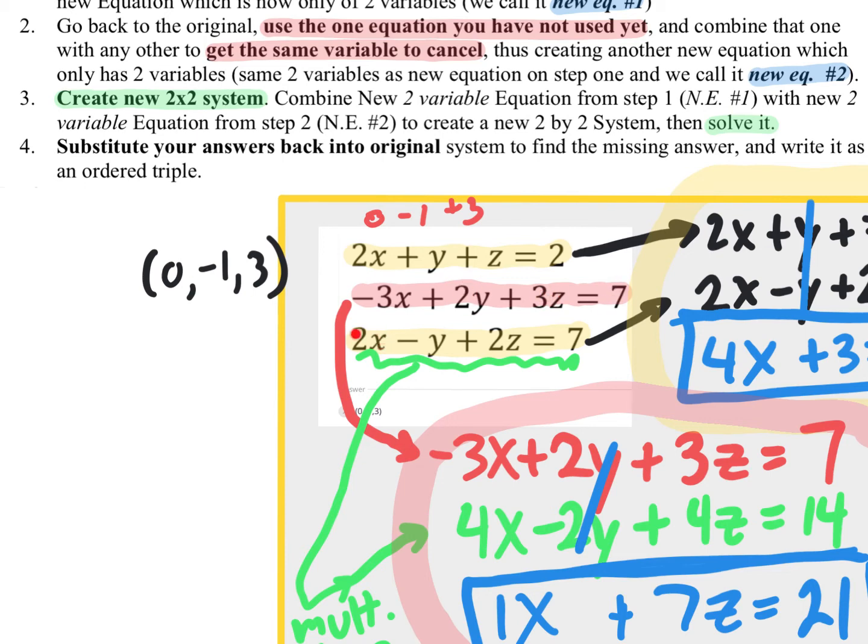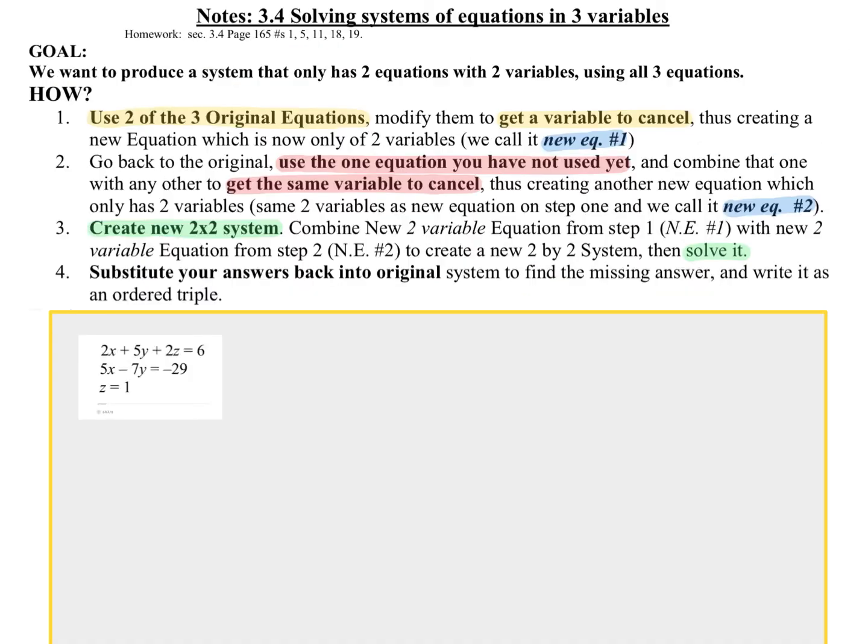When you plug in 0 right there, it's 0. Negative 1 right there, it's actually positive 1. 3 times 2 is 6. Positive 1 plus 6, it really is 7. We triple checked it. We know that it works. We know that that's the correct answer. When you type it in with no spaces between your terms, you should get this one correct. Take a look at this one.